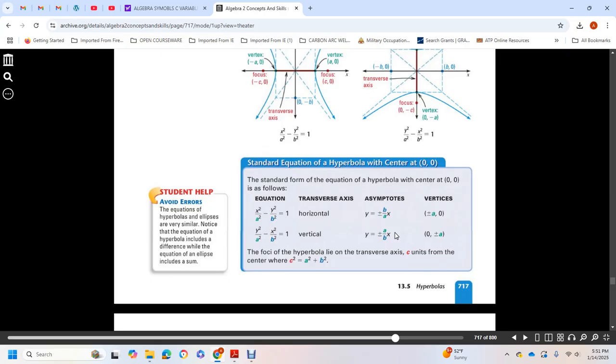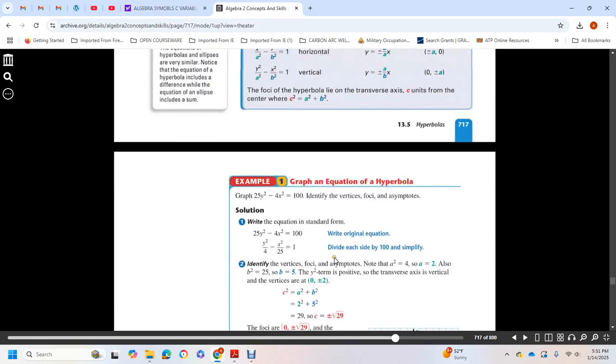Y squared over a squared minus x squared over b squared equals 1. Transverse axis vertical, asymptotes y is equal to plus or minus a over b times x. With x is 0, the vertices are y is plus or minus a. The foci of the hyperbola lie on the line of the transverse axis, c units from the center, where c squared is equal to a squared plus b squared.